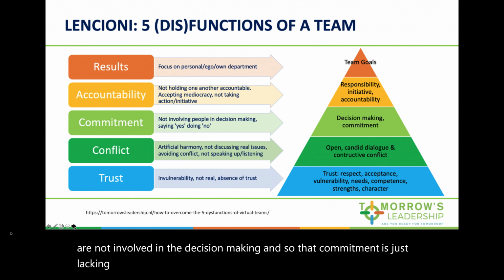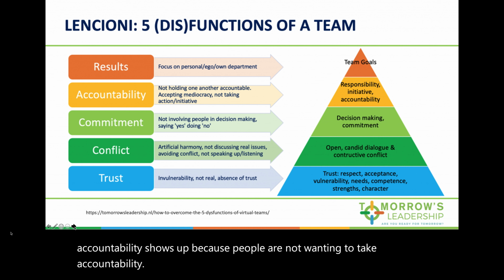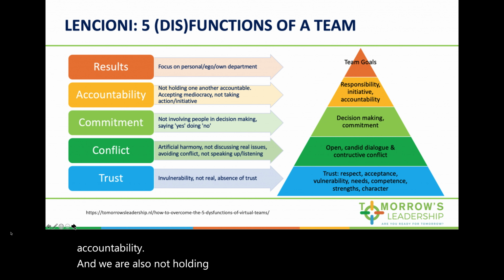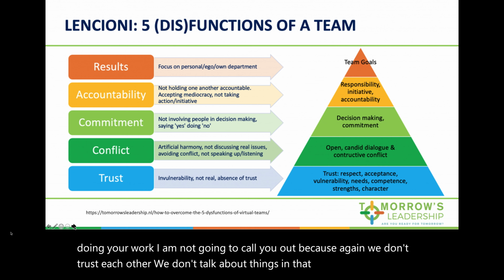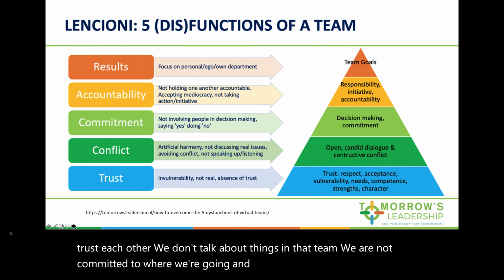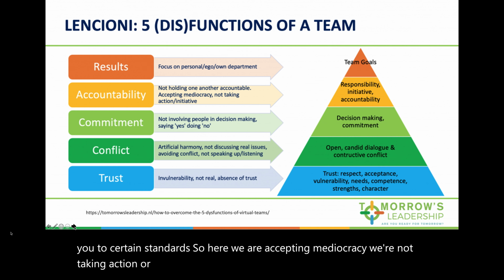The fourth one then is a lack of accountability. And an avoidance of accountability shows up because people are not wanting to take accountability, and we are also not holding one another accountable. So if you are not doing your work, I am not going to call you out because, again, we don't trust each other. We don't talk about things in the team. We are not committed to where we're going. And certainly, I'm not going to hold you to certain standards. So here we are accepting mediocrity. We are not taking action or initiatives or responsibilities.